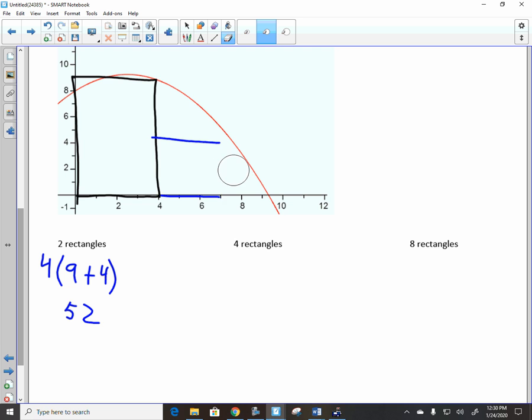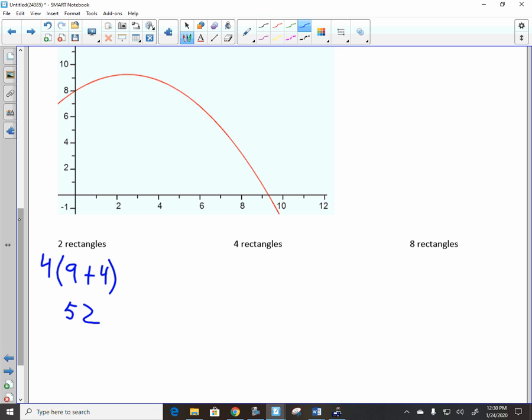So we'll do 4 rectangles. Well, if I do 4 rectangles, what's the width of each one? Very good. The width is 2. So I draw the height at 2. Then I draw the height at 4. Draw the height at 6. And draw the height at 8. So those are my rectangles.